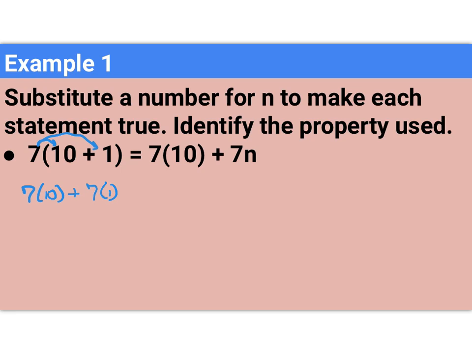Now we look for the missing number. So we have 7 times 10 on the other side, and what's missing? N. Well, n must equal 1, because you will have 7 times 10 plus 7 times 1. And since n is 1, what property is being used? Well, this would be the distributive property.